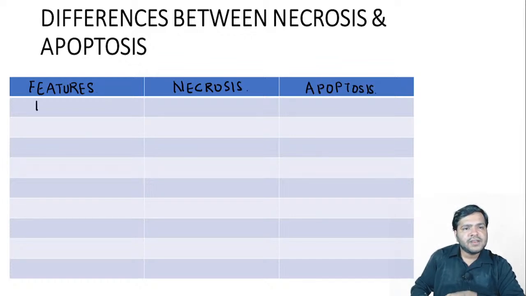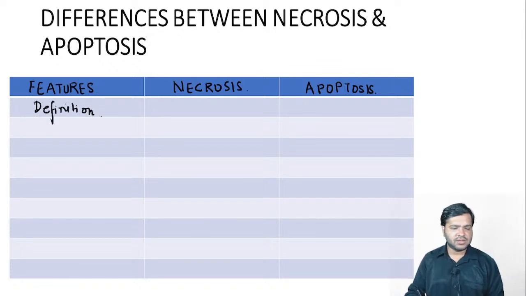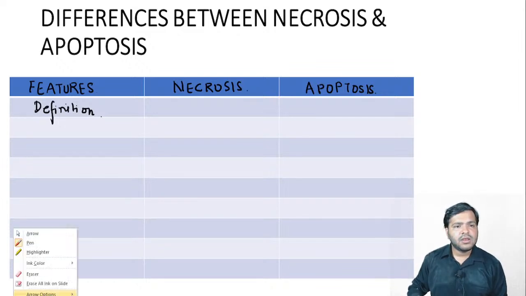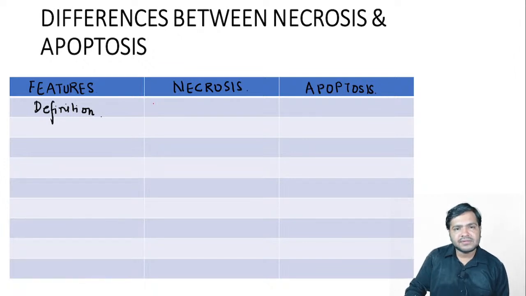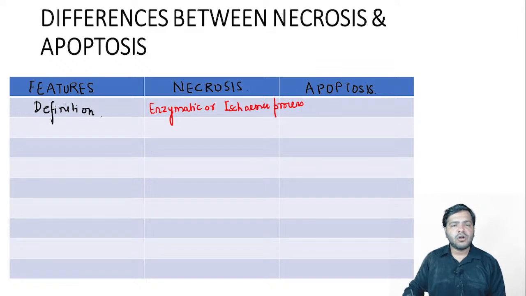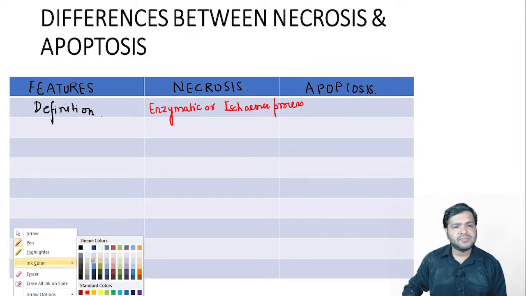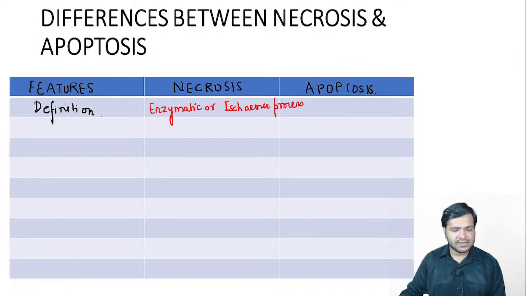Now, guys, coming on to the very first one, that is the definition. Remember, what is the definition of necrosis? You already know, I have discussed. It is an enzymatic or ischemic process. And when we talk about apoptosis, the process is dependent on genes. We have already studied that there are pro-apoptotic genes, anti-apoptotic genes, and the sensors.